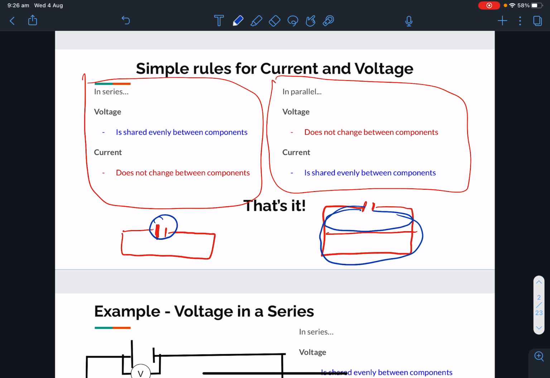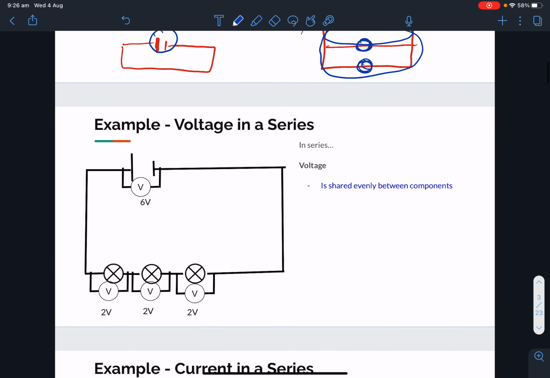So with a parallel circuit, the voltage does not change between the components. If the battery is giving out 6 volts, 6 volts go to this strand and 6 volts go to this strand. But the current in this one, the current is shared evenly between the components. Let's do some examples to talk through it a bit more.